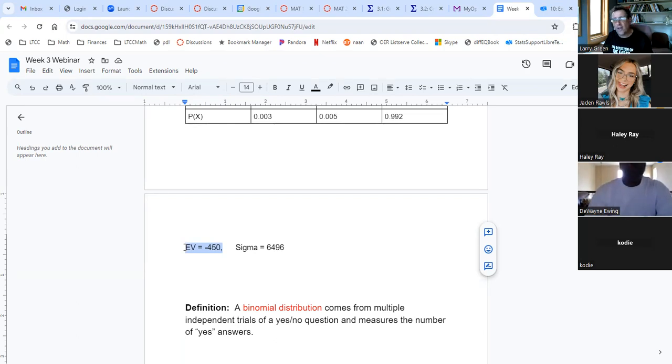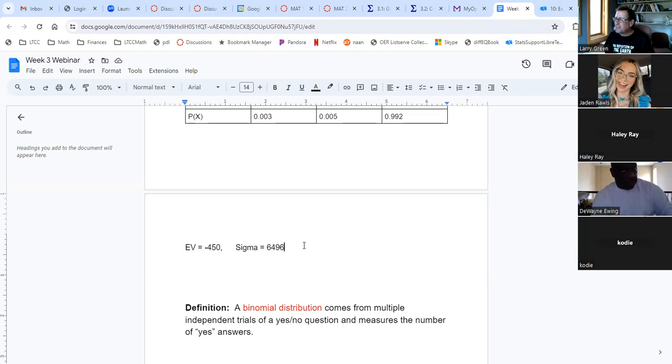So if you look at it in the thought of the insurance company, they would think, well, if they were able to sell the insurance to many, many customers, then on average, they would make a profit and the customers would lose, on average, $450 per policy. Any questions on that idea? Standard deviation is 6,496. That's a big number.